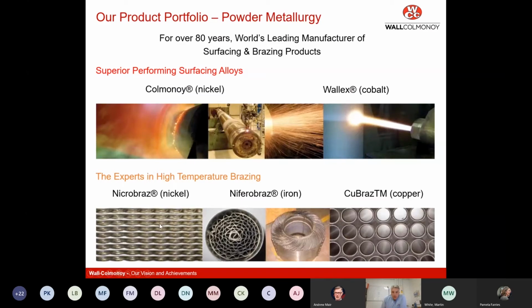Again, some nice images. What we supply, we've got some trade name materials. We celebrate a long heritage really in Colmonoy, which was one of the first alloys we manufactured, which is nickel based, and coming behind that quite quickly was the Wallex grades, which are cobalt based materials. And we also have tailored materials for different processes, for nickel brazing and copper brazing.